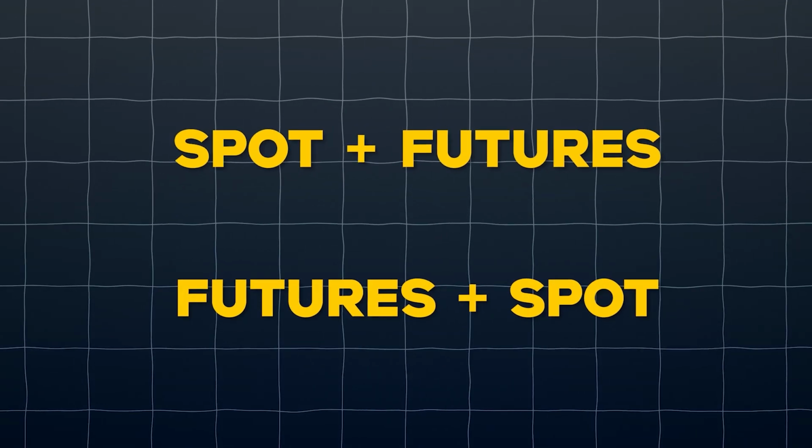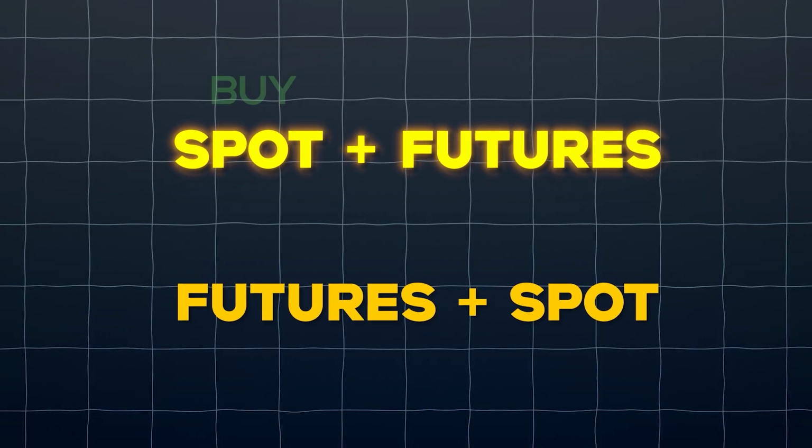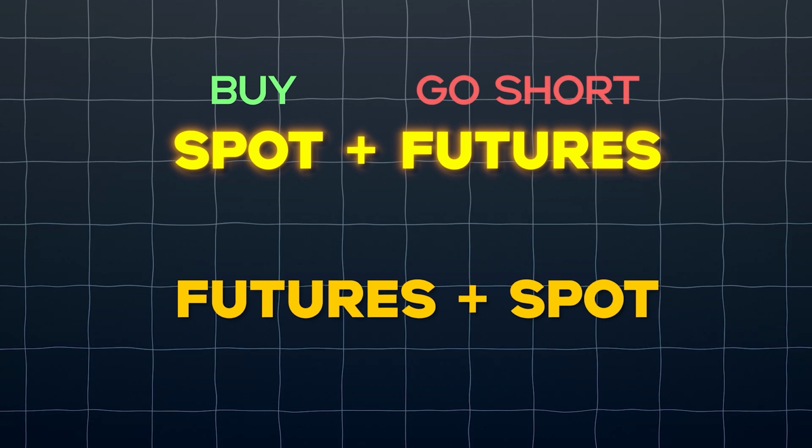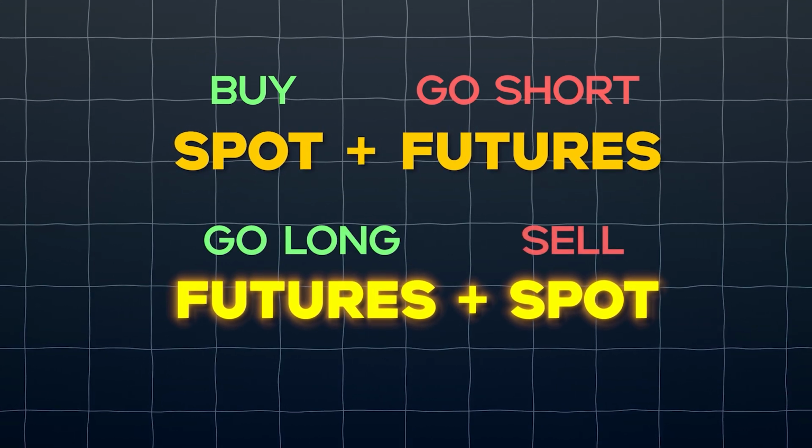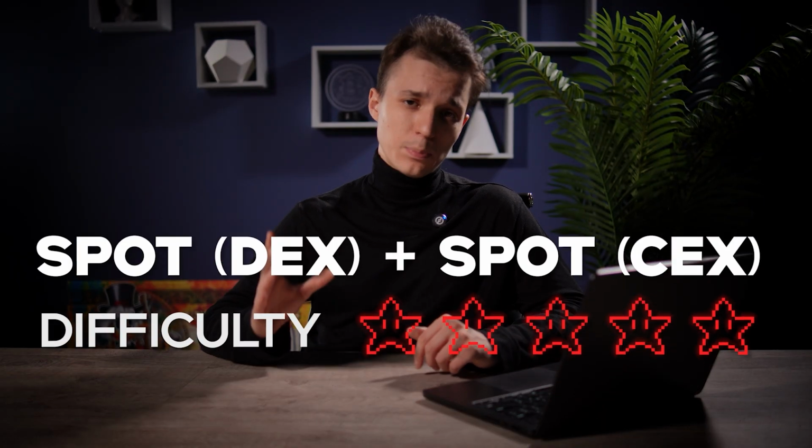The principle is simple. Spot plus futures: you buy on spot and go short on futures. Futures plus spot: you go long on futures and sell the token on spot. The thing is, the order matters, so don't mix spot plus futures and futures plus spot. These are different strategies. The hardest strategy, spot plus spot.